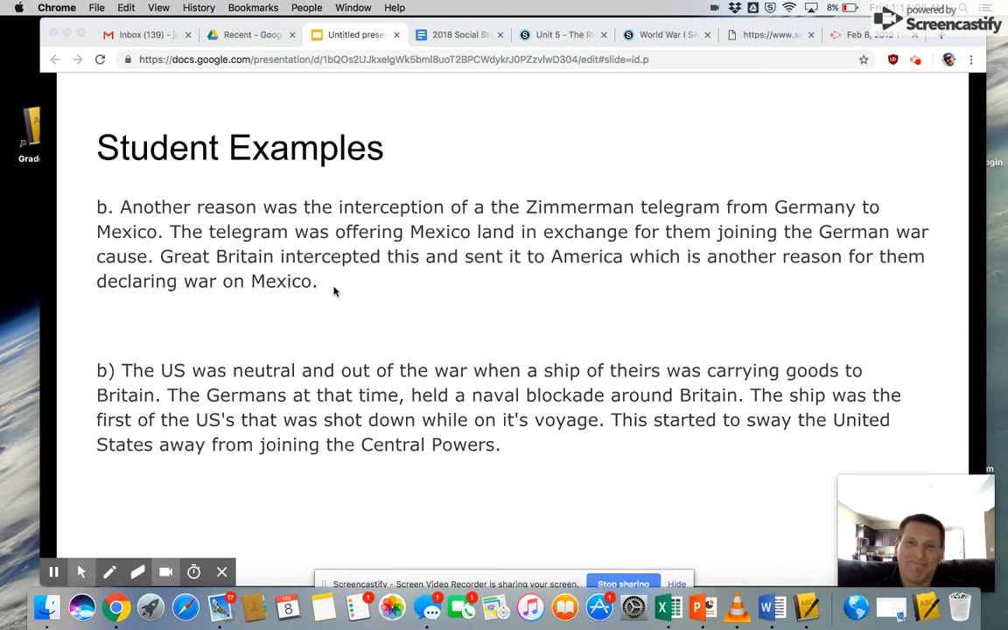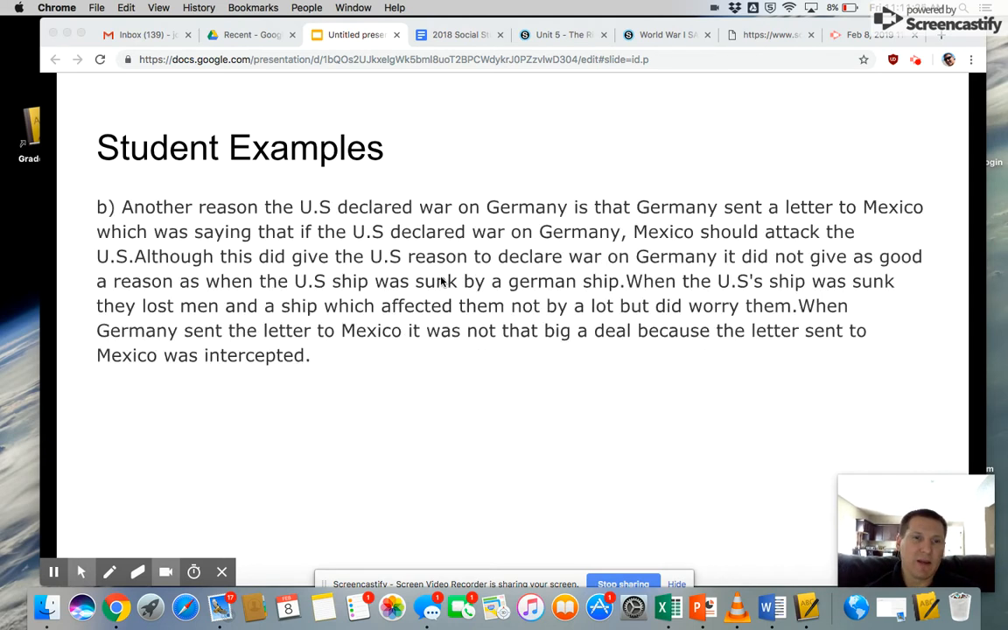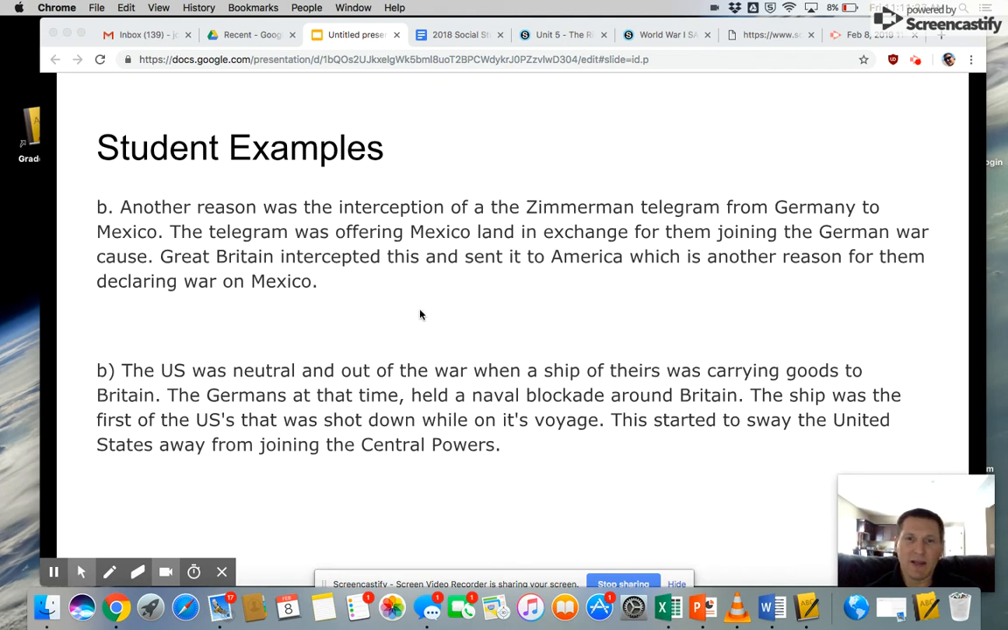But what does it not do? It doesn't explain why this is not as significant of a cause as their first reason. So in some way, they had to indicate why the Zimmermann telegram wasn't as important as the first reason they gave. So this might get a 50% on this one, but you can't get the full credit because you didn't do that second part of that question.